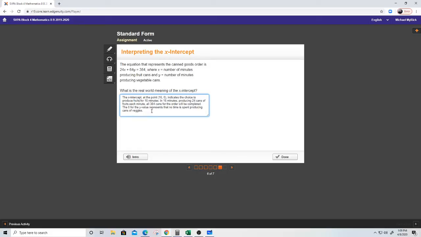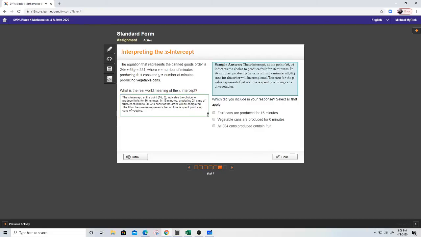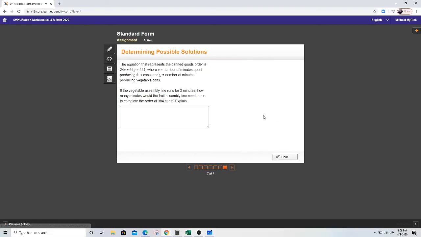Alright, the x-intercept at the point 16, 0 indicates the choice to produce fruits for 16 minutes. In 16 minutes, producing 24 cans of fruit each minute, all 384 cans for the order will be completed. The 0 for the y value represents that no time is spent producing cans of veggies. The linear equation expresses the possible ways in which the order can be produced.